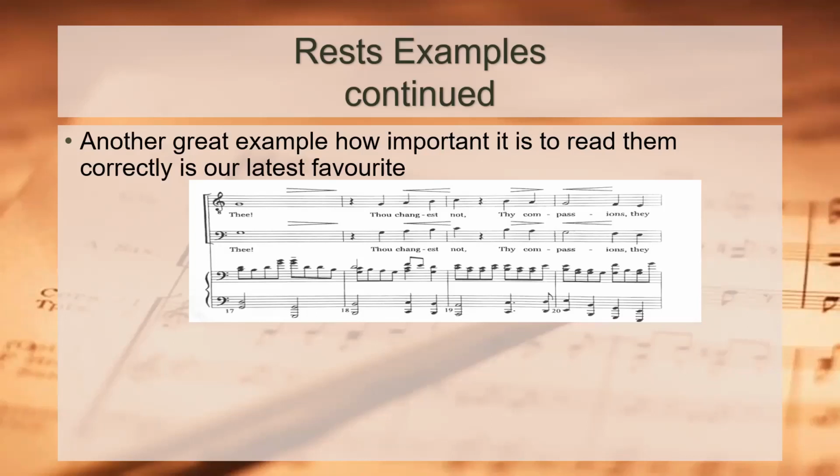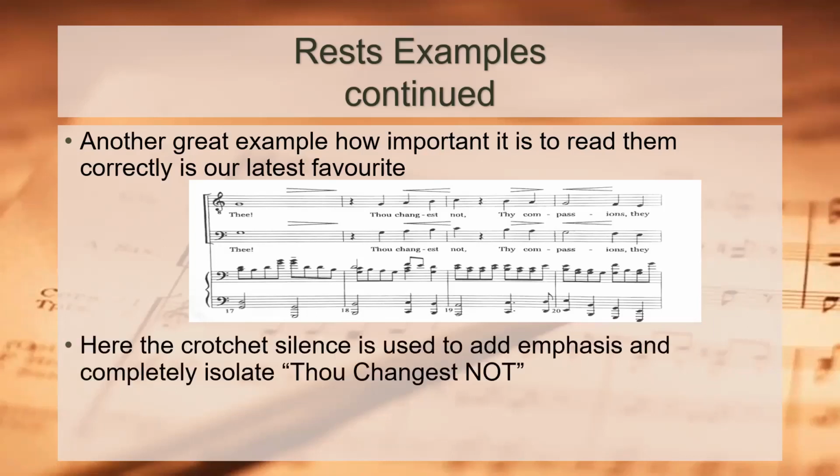That means we must all put the T when we sing "not" bang on the second beat of that bar. So it's "Thou changest not" — by putting that rest there, he's saying we've got a consonant, sing your consonant, stop, and then complete the phrase, "Thy compassions they fail not." So how important is it that we observe the crotchet silence used to add emphasis and completely isolate that phrase, "Thou changest not." It's so important, that phrase within the hymn.